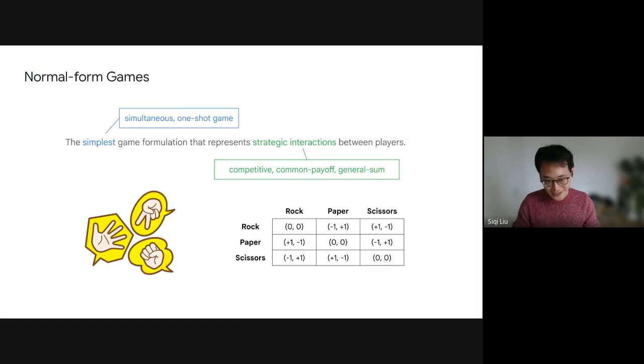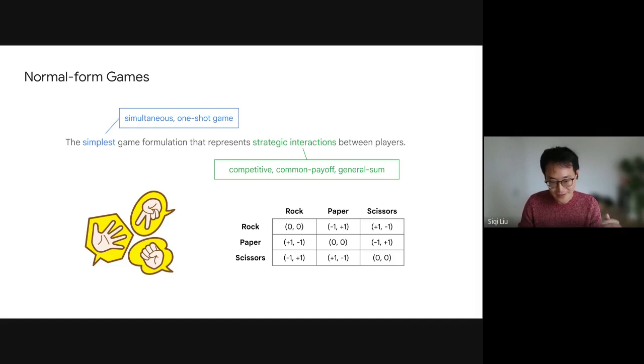Just to set the stage, I'm sure for this audience this is not new. So what are normal form games? Normal form games are basically the simplest and the most foundational object in game theory that represents strategic interactions between players. These could be competitive, cooperative, or general sum interactions, and a game could be between two players or more. The prototypical example I usually give would be the rock paper scissors game.